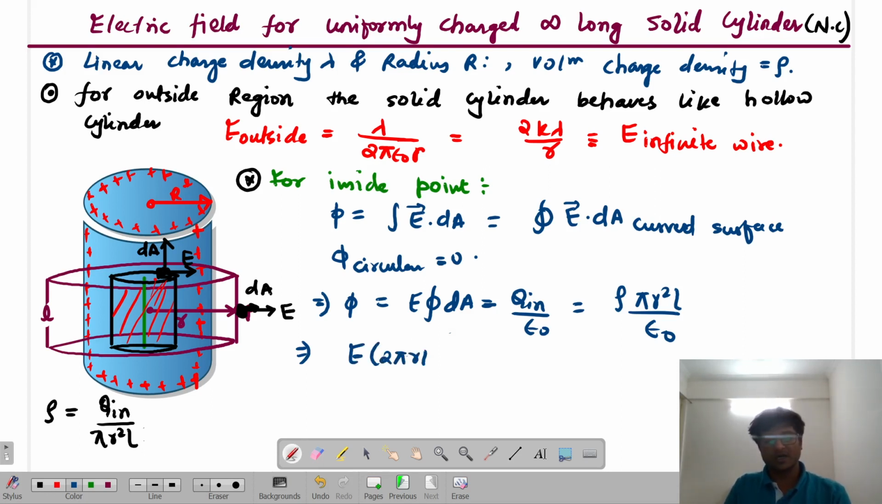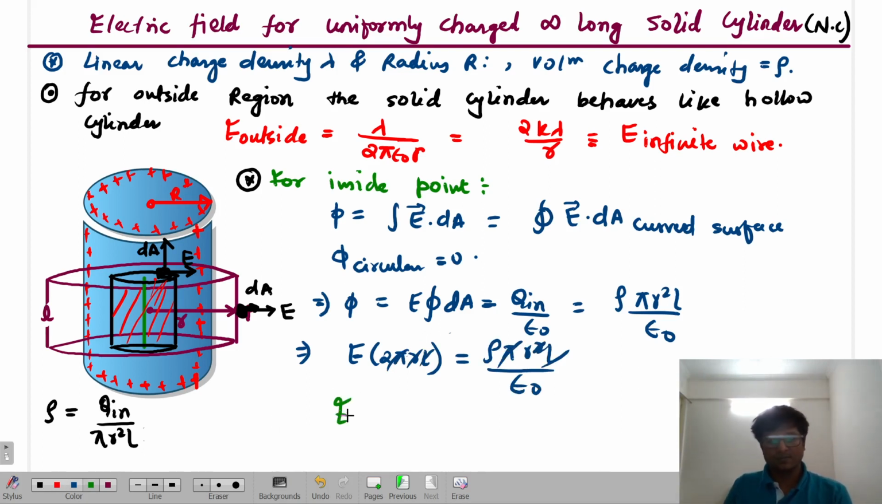So E into 2 pi rL is equal to rho pi r square L divided by epsilon naught. Pi r cancels, L cancels, and E inside varies as r for the inside region, since it is an infinite body, so it is rho r by 2 epsilon naught.